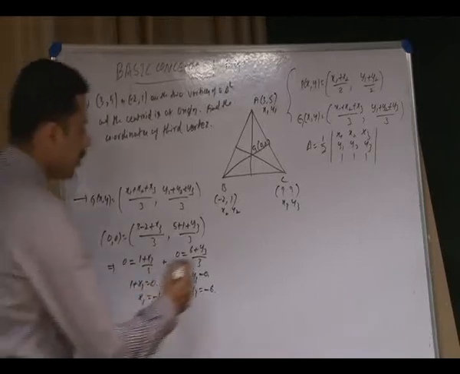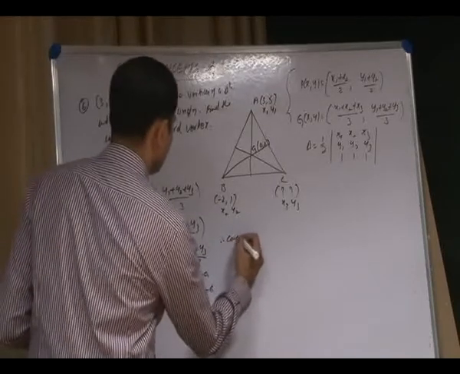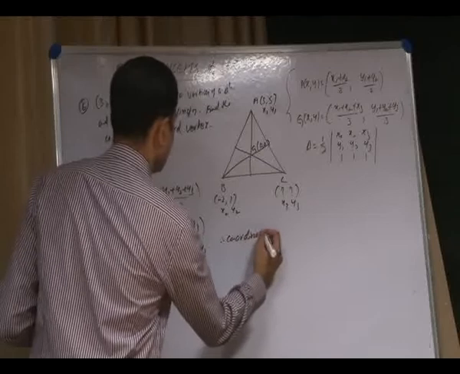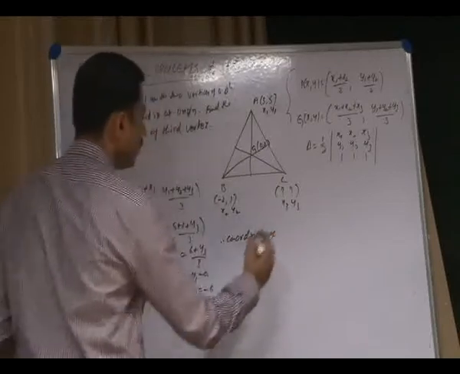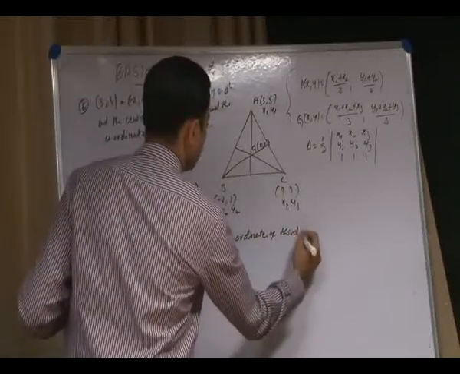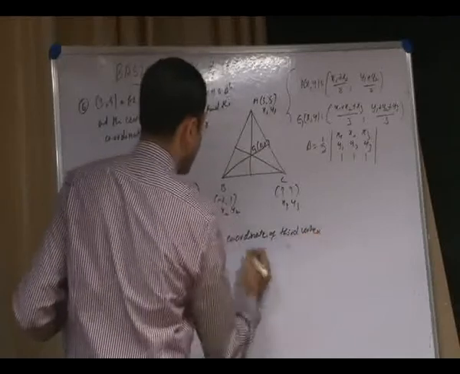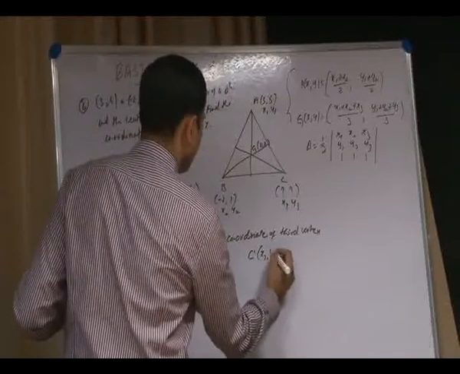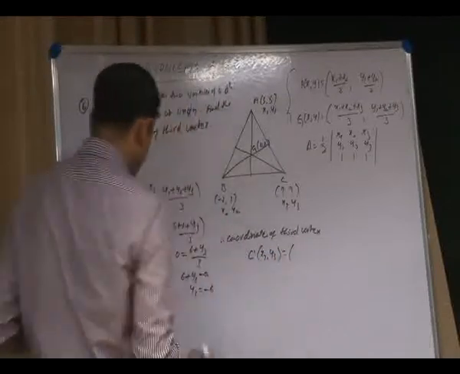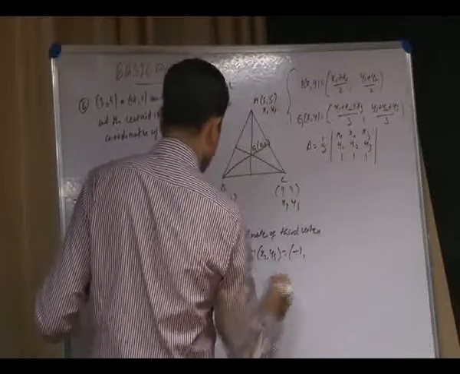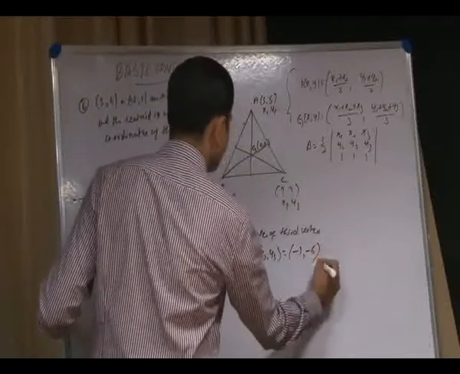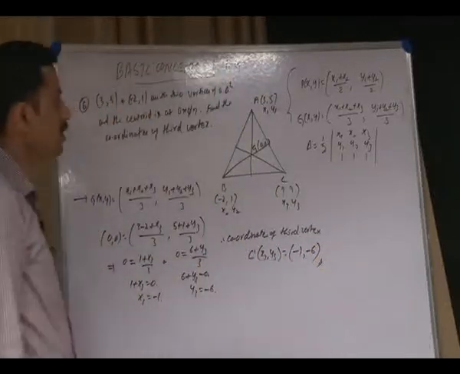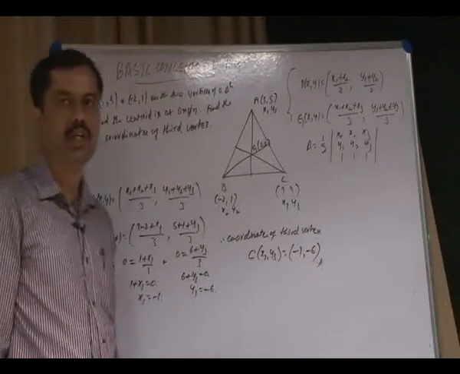Therefore, the coordinates of the third vertex C (x3, y3) is equal to x3 is minus 1 and y3 is minus 6. So, that gives the coordinates of the third vertex of the triangle ABC here.